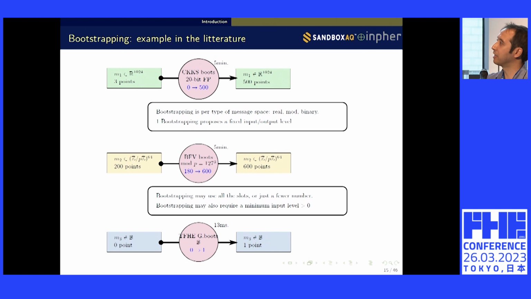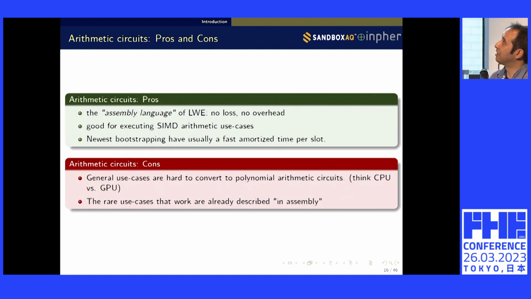And the gate bootstrapping goes between 0 and 1. So arithmetic works really well.